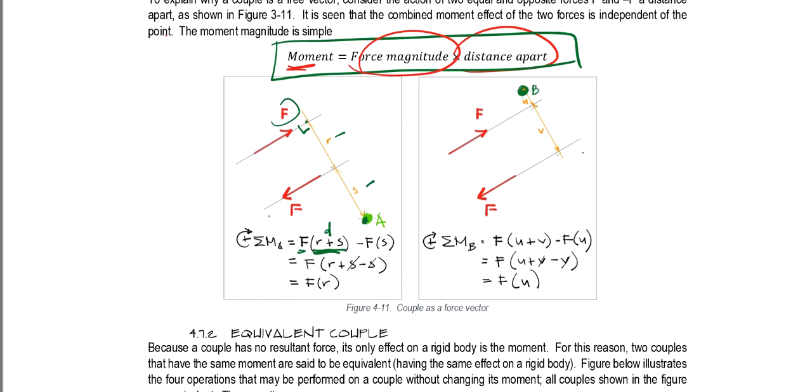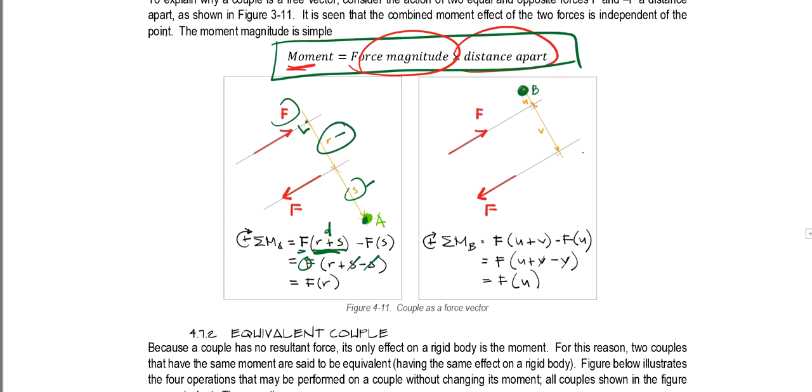Then if we consider the opposite direction of F, this creates an opposite rotation, right? That's why we have negative F times the perpendicular distance S. If we simplify this, since they have the same magnitude, we can copy F times R plus S minus S, right? Algebraically, we can cancel these two, and what we have left here is F times R.